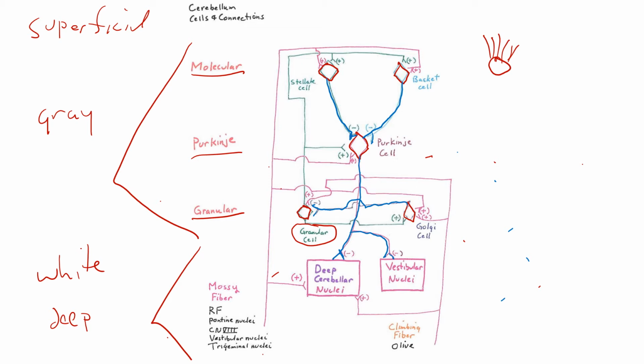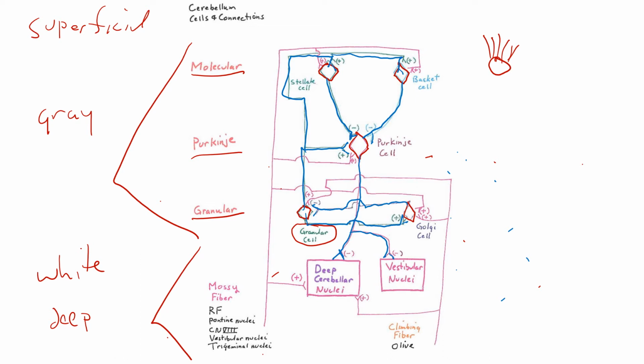Well, granular cells are the exception to the rule, in that granular cells are going to be excitatory neurons to Purkinje cells. They are going to be excitatory neurons to stellate cells. They are going to be excitatory neurons to basket cells. And finally, they are going to be excitatory neurons to Golgi cells.